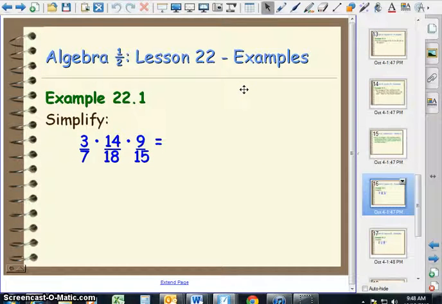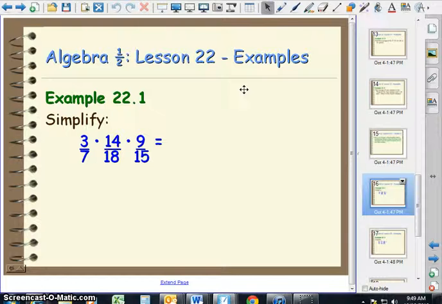Example 22.1. Simplify. Remember, the word simplify simply means solve. As you're watching this recording, you need to be following along in your notes and writing the notes as we go. If you forgot your iPad, you need to handwrite these notes. If you did not forget your iPad, then you need to simply follow along as I do the example.